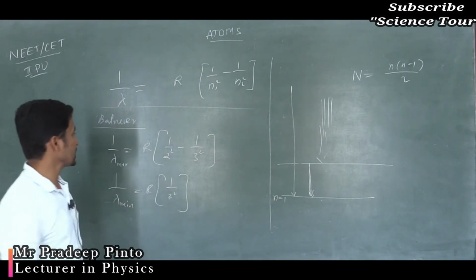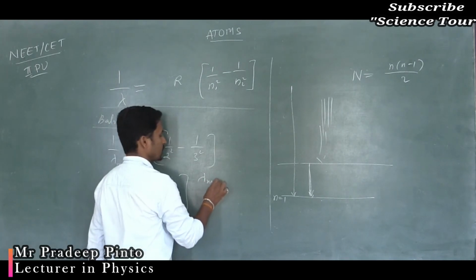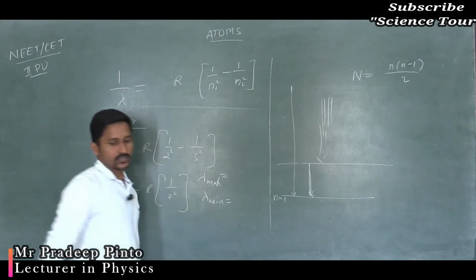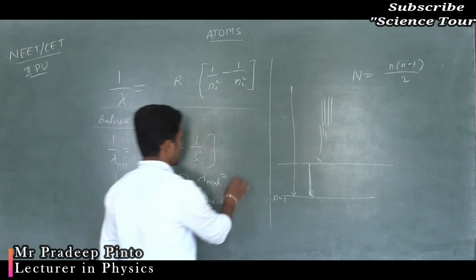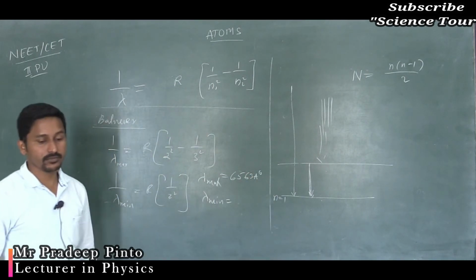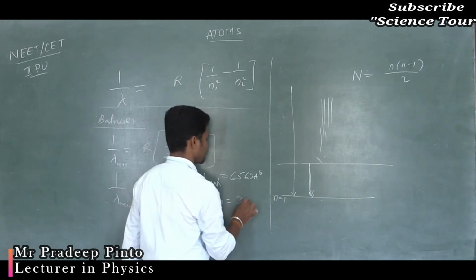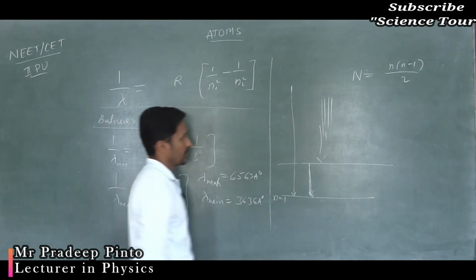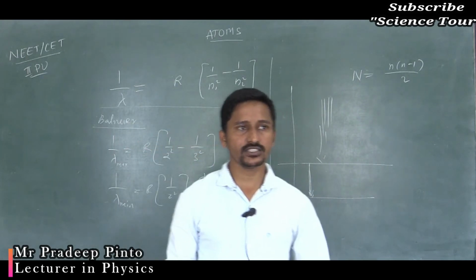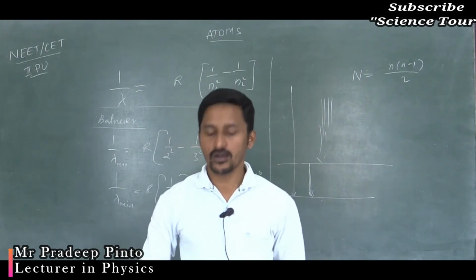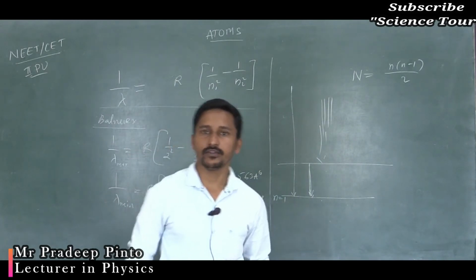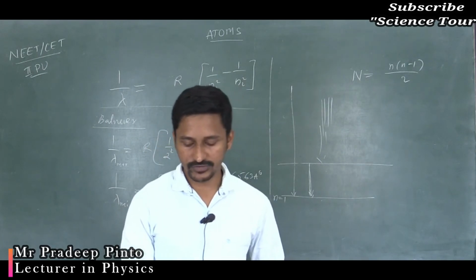So for the Balmer series, lambda maximum, verify whether you are going to get it or not. Lambda minimum: lambda maximum is 6563 angstrom, and lambda minimum is 3636 angstrom. Okay, this value you are going to get. So that will be in the visible region. Visible region means visible light, nearly 600 nanometer to 300 nanometer. So different lights are there.